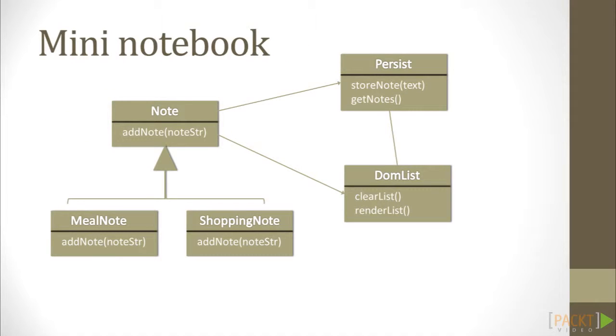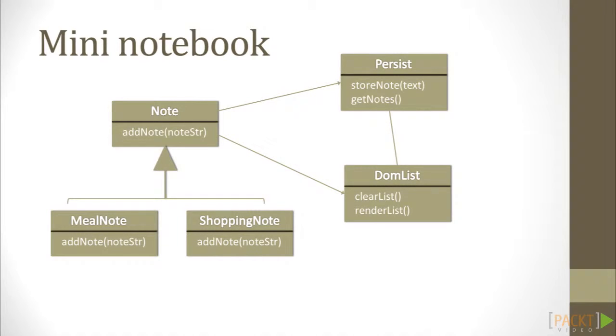The mini notebook can store the user's note text and render all the notes to a list. We have the class diagram, in which the persist class will persist and read the note text. The note class has two child classes which are responsible for the meal and shopping notes. Also, the DOM list class will render the DOM list with data from the persist class.